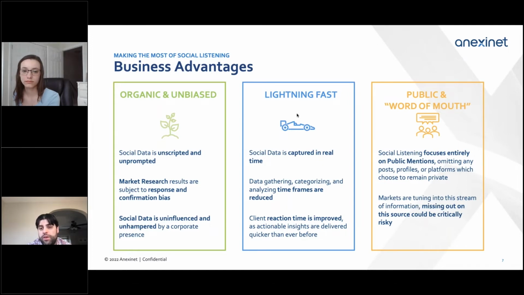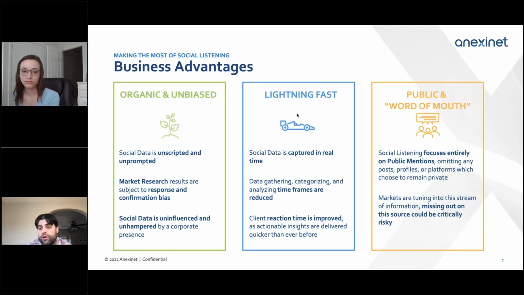Additionally, the data or the conversations are public, and they're a form of word of mouth that exists within the public sphere. So the data that you're looking at is only publicly available data, posts that are performed on public forums and not private.